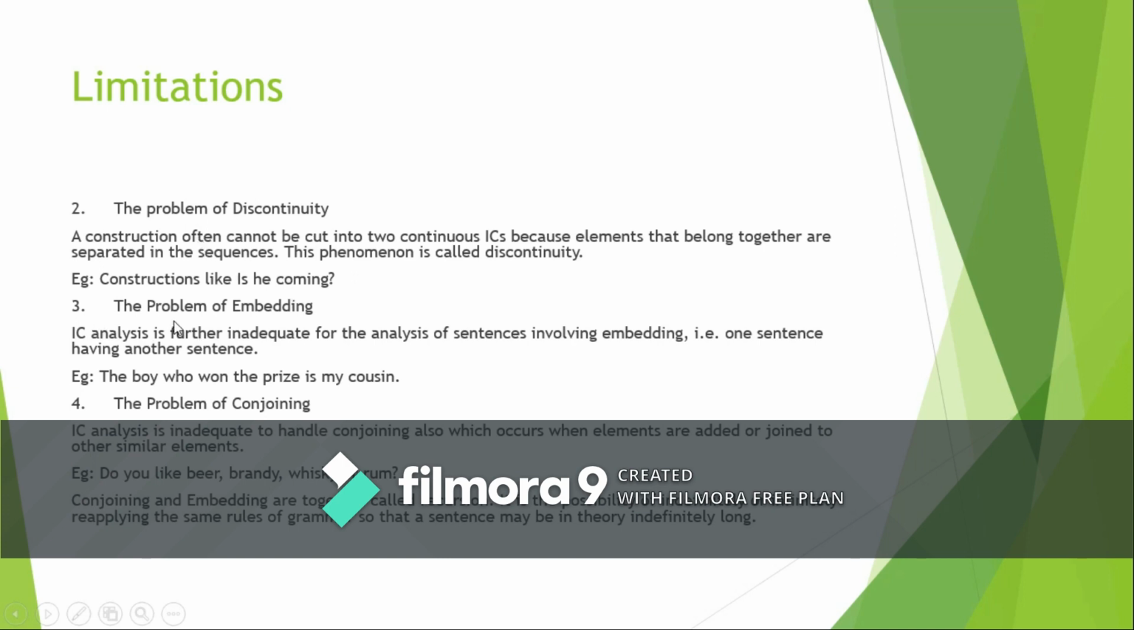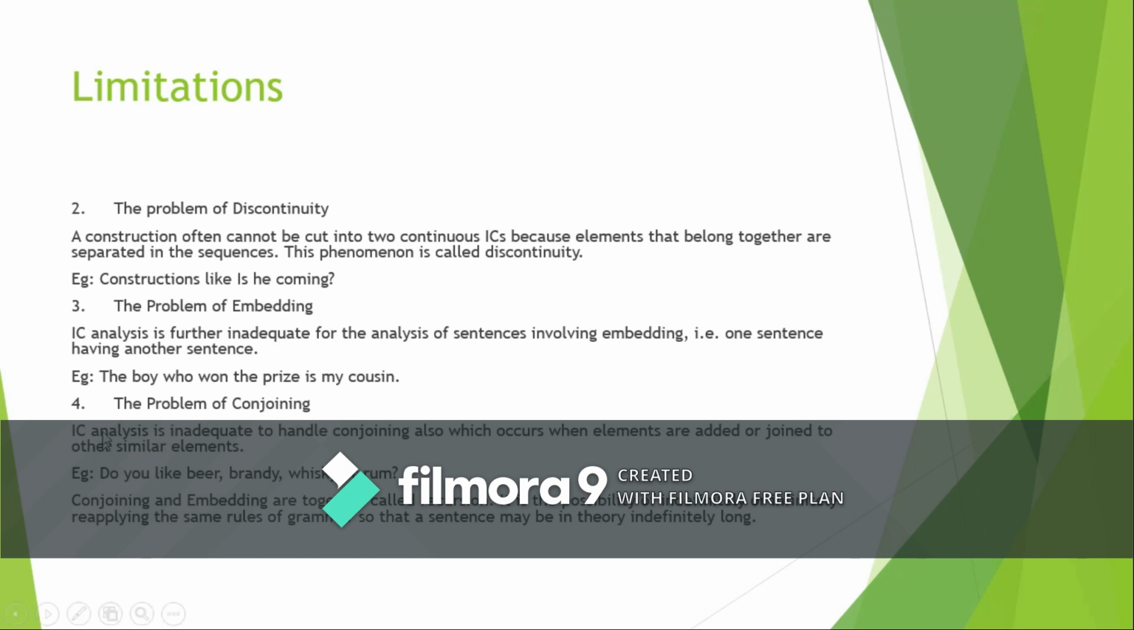The third problem is the problem of embedding. Embedding means a sentence will have another sentence embedded in it. For example, the boy who won the prize is my cousin. There are two sentences in this particular sentence: the boy won the prize, he is my cousin. So IC is inadequate for analyzing this sentence, and it cannot tell us that there are actually two sentences in this particular construction.